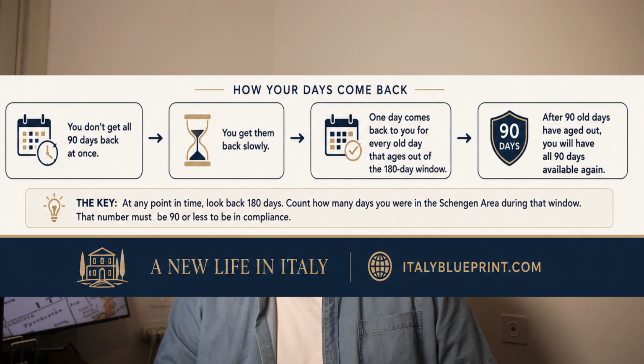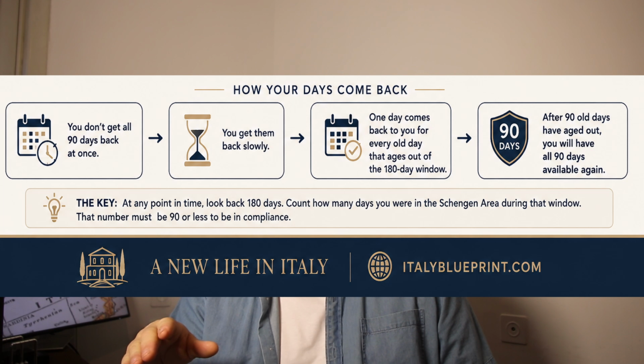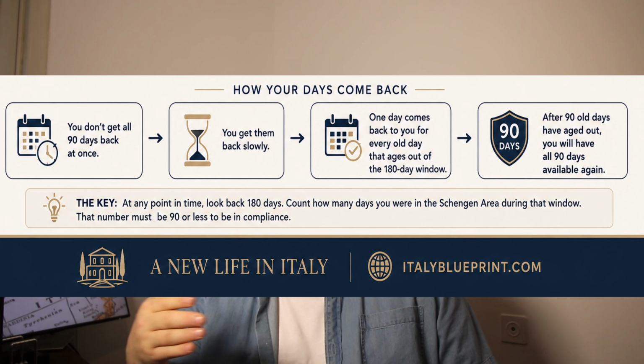And even then, you don't get all 90 days back at once. You get them back slowly. One day comes back to you for every old day that ages out of the window. This is a part almost nobody explains clearly, and it's exactly where people get the strategy wrong.